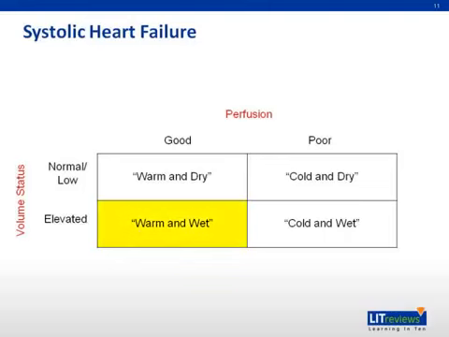Patients with good perfusion, but who are volume overloaded, are considered warm and wet. Patients whose heart does not pump well enough to deliver sufficient blood to their extremities will feel cool or cold to the touch, since there is not as much blood being pumped to their extremities, and their blood vessels will try to constrict to maintain their blood pressure. Depending on their volume status, these patients will either be cold and dry or cold and wet.